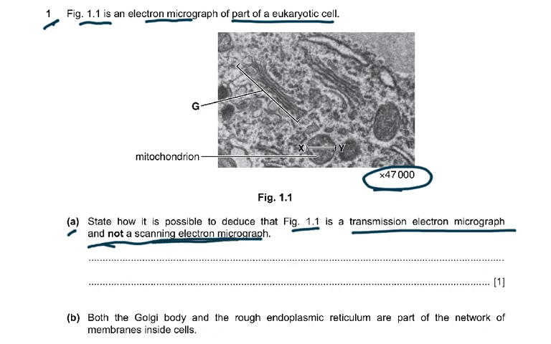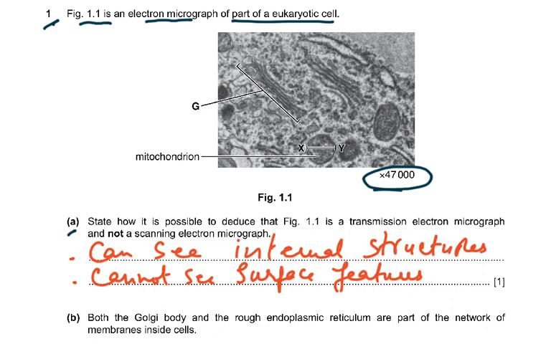The scanning electron micrograph is just going to scan the surface of it. So you're going to see the surface features. But in a transmission electron micrograph, you have to see the inside details of it. So you can see the mark scheme is very clear about it. You can see internal structures, or you can say cannot see surface features.